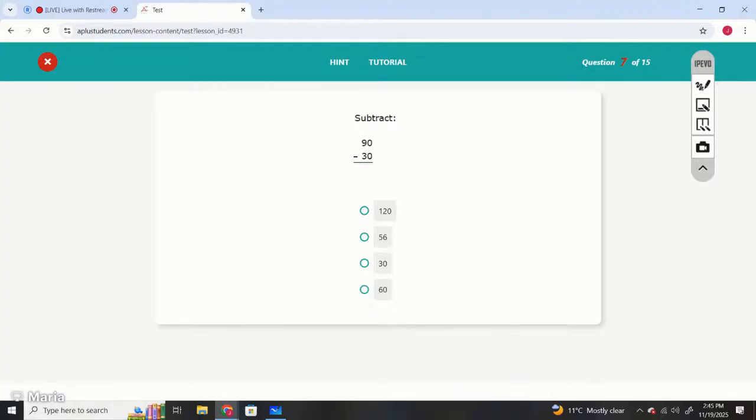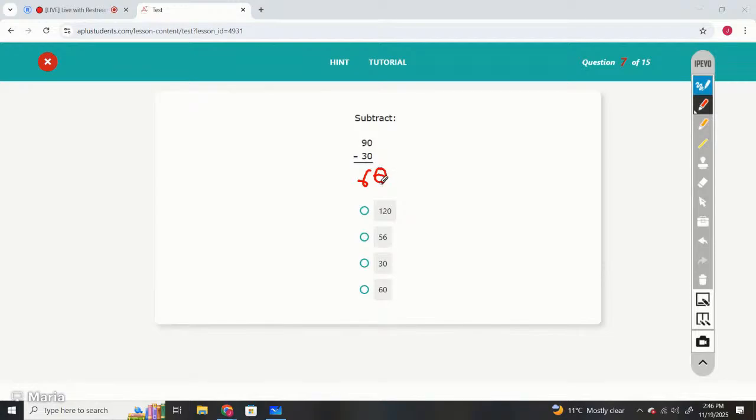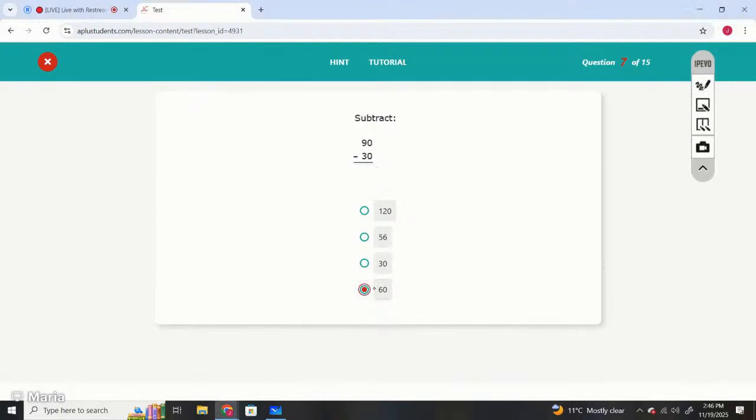90 minus 30. 0 take away 0 is 0. And 9 take away 3 is 6. So that is 60. The correct option is 60. Option number 4 is the correct option.